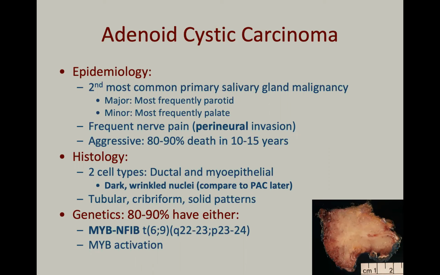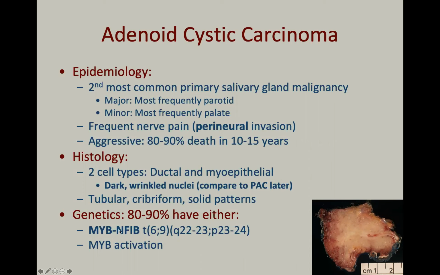They also have aggressive behaviors and tend to metastasize to visceral sites like lung, like liver, etc., rather than just being retained to the local regional cervical lymph nodes. Adenoid cystic is one of the tumors of 2 cell types, both ductal epithelial and myoepithelial cells. They tend to have dark wrinkled nuclei, and we'll see the patterns.